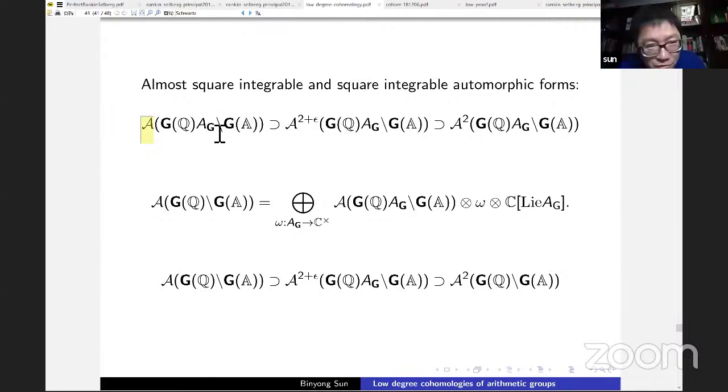Then the space of automorphic forms contains the space of L2 plus epsilon automorphic forms, and also contains the space of square integrable automorphic forms. Okay. And this is some decomposition of automorphic forms.